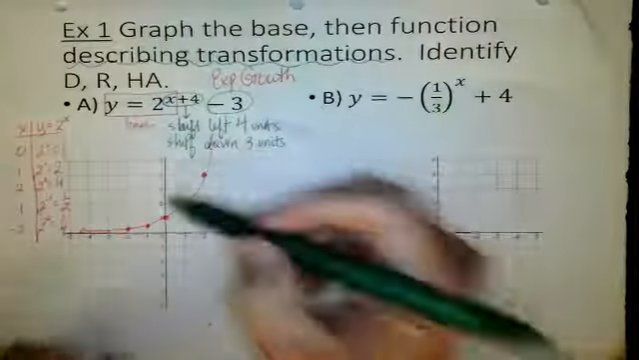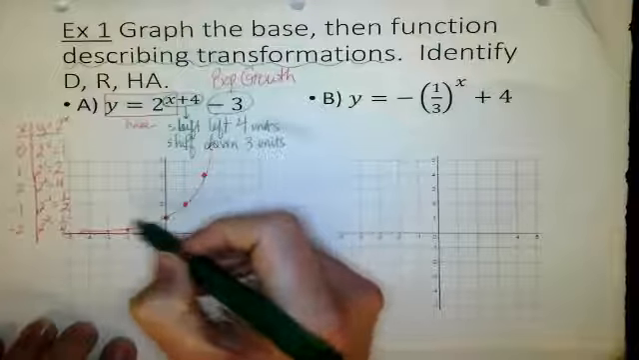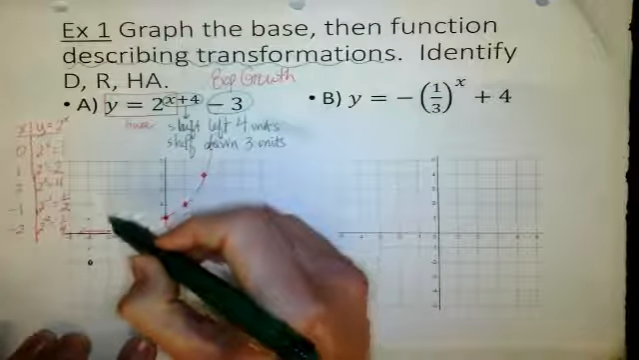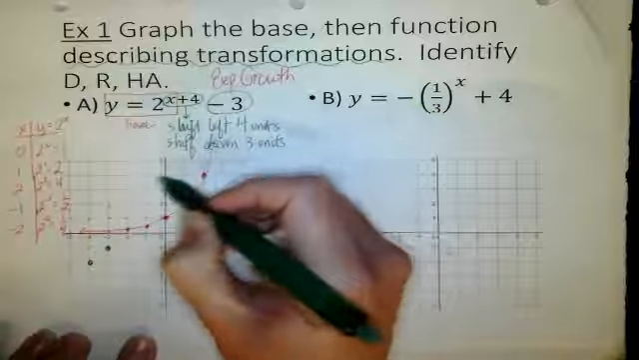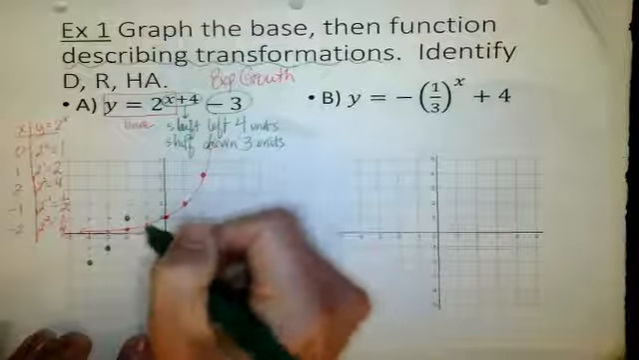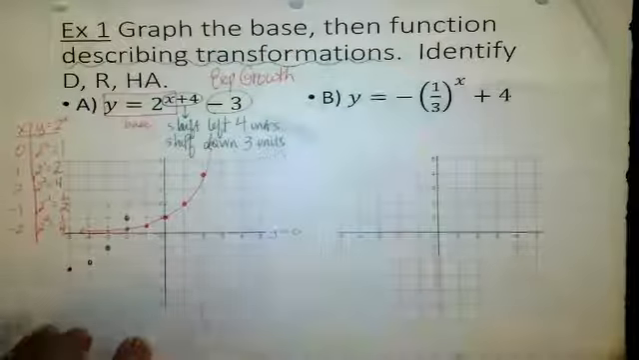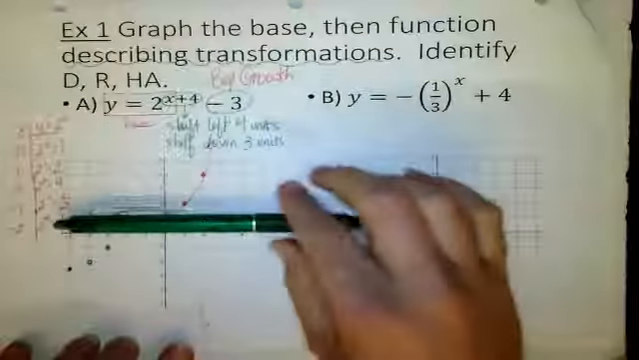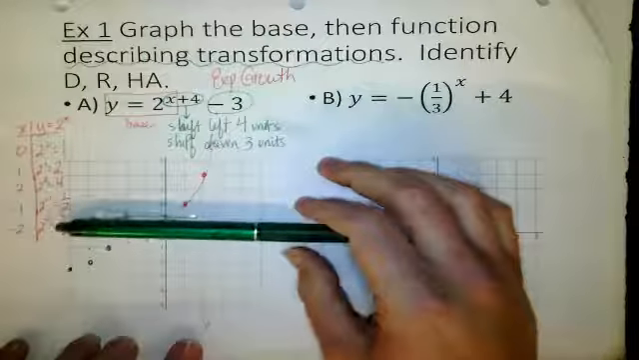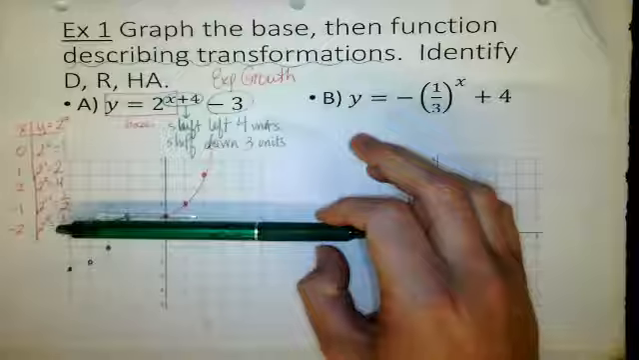That's fine. So I'm just going to take a few of these points and shift them left 4 and down 3. So 1, 2, 3, 4 to the left, 1, 2, 3 down. And let's see, I'll take this one. 1, 2, 3, 4 to the left, 1, 2, 3 whole steps down. So, ladies and gentlemen, my asymptote would be shifting as well.